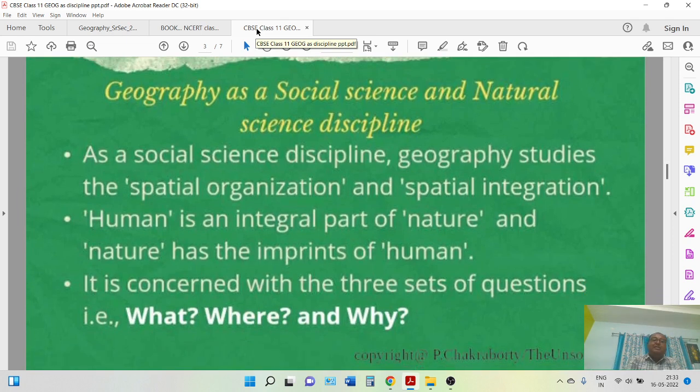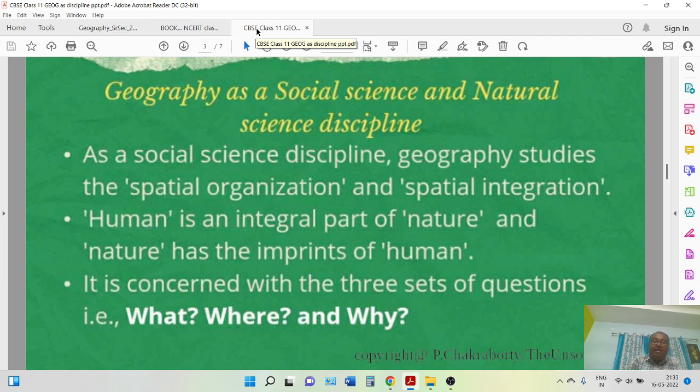Next important topic is geography as a social science and a natural science discipline. Many times we say it's a debatable issue that geography can be considered a social science, and many times it can be considered a natural science or physical science. As a social science discipline, geography studies spatial organization and integration. The word spatial means space, or living space where living organisms thrive. Geography usually deals with how this living space is organized.